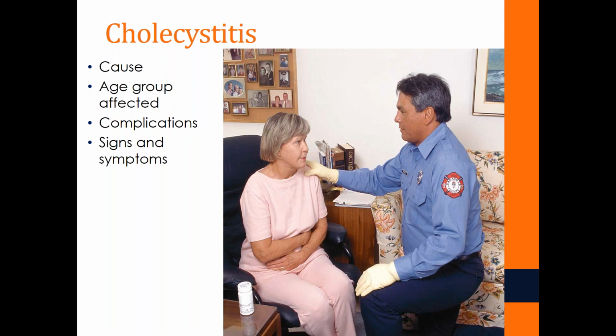Our signs and symptoms: sudden onset abdominal pain in the right upper quadrant. Normally it is associated with indigestion. Normally it is sort of right after a big heavy meal, high fat, and that right upper quadrant pain will also be referred to the right scapula. Somebody tell me why that pain refers to that area.